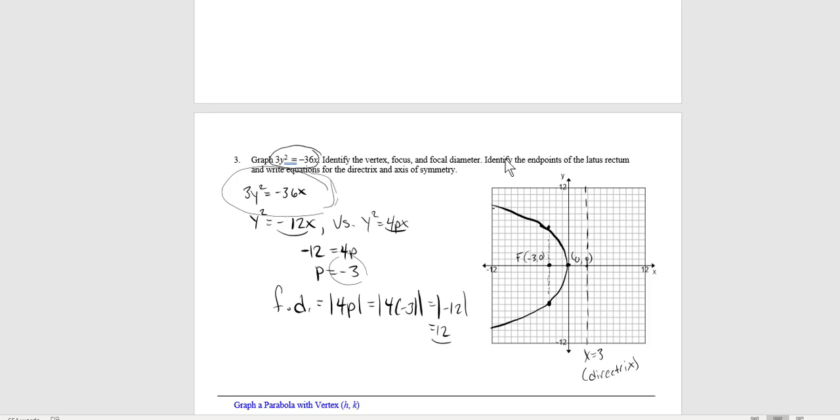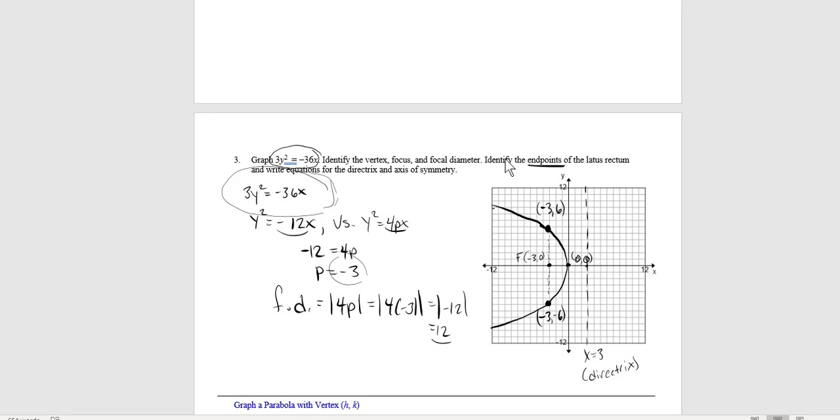Looks good enough to me, right? Let's label those endpoints. We were asked to find those endpoints. This looks like it's at (-3, 6). This looks like it's at (-3, -6). This was our vertex at (0, 0).